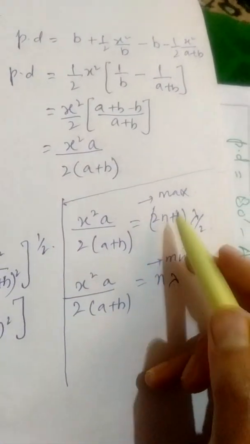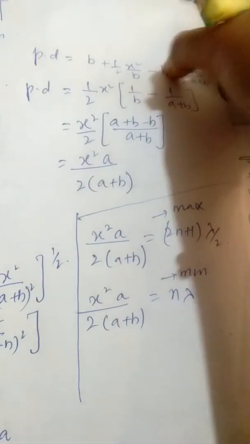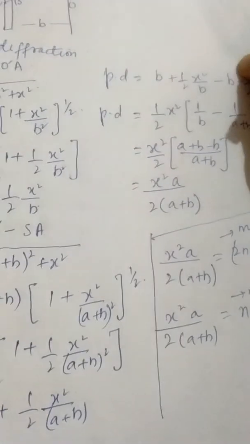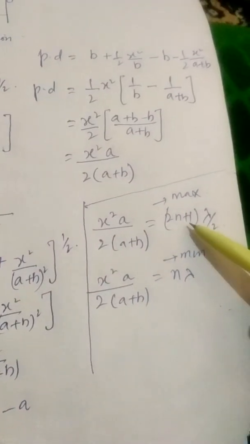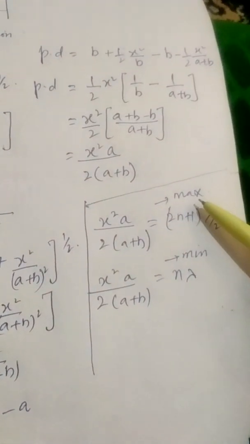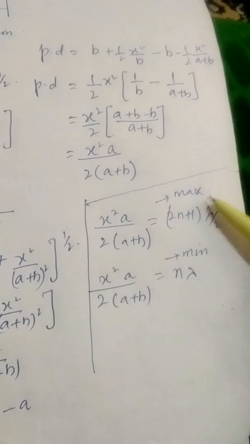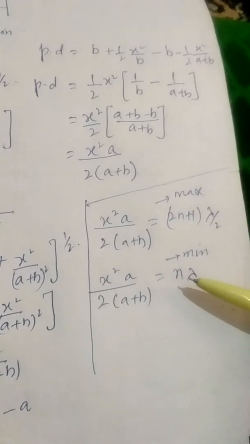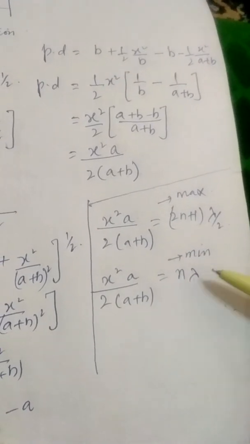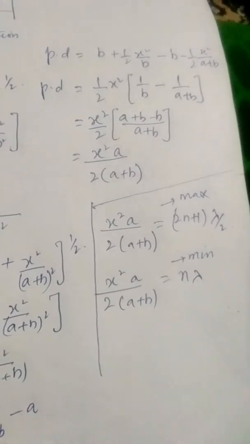Now remember, in case of maxima, n can be given the value 0 because we know that in case of diffraction the central fringe is always bright. So n equal to 0 is actually meant for the central bright fringe. And in case of minima, we can start giving values to n from 1, 2, 3 and onwards, right?